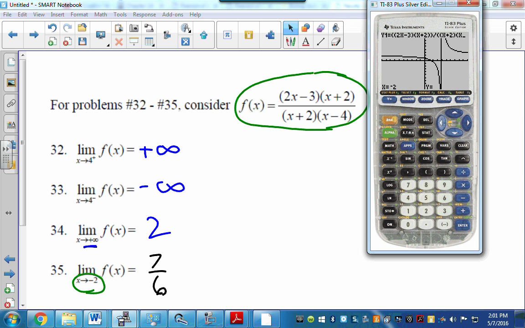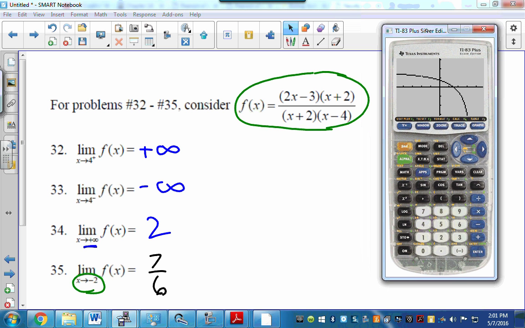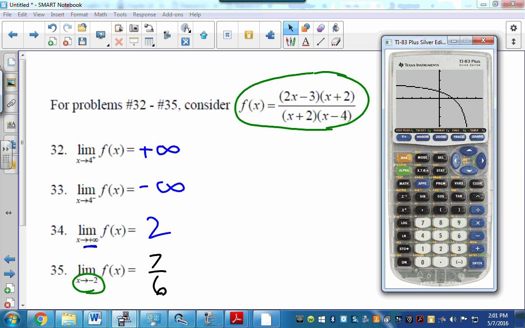If I hit zoom decimal, you might even actually see the hole. You would have to look carefully here, but there's one pixel missing at -2. It doesn't create a dot there. In the standard window, it looks like there is a dot, but that's just because the pixels sort of zip over that x location.